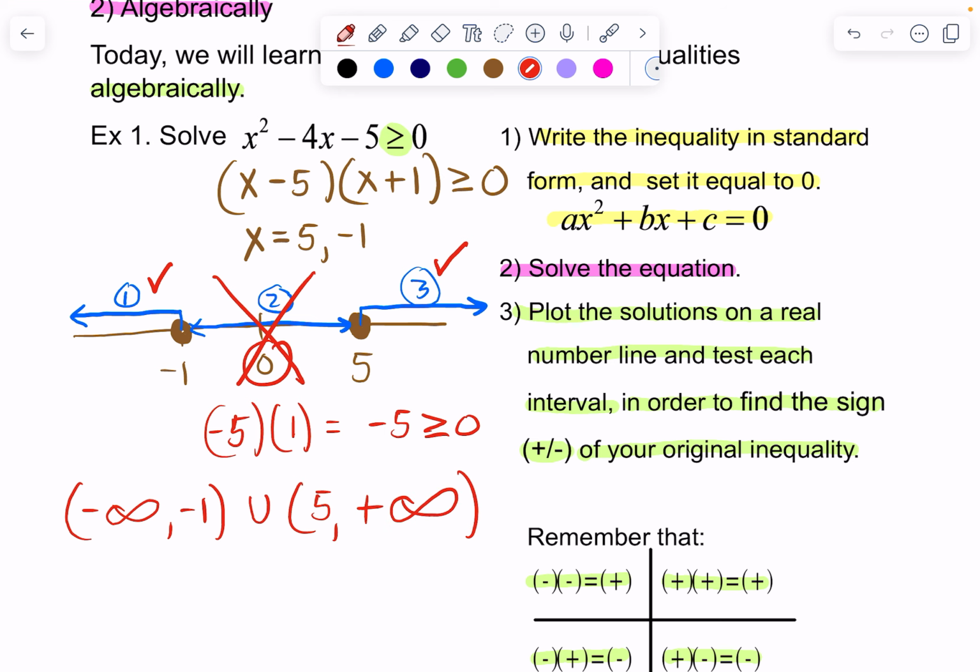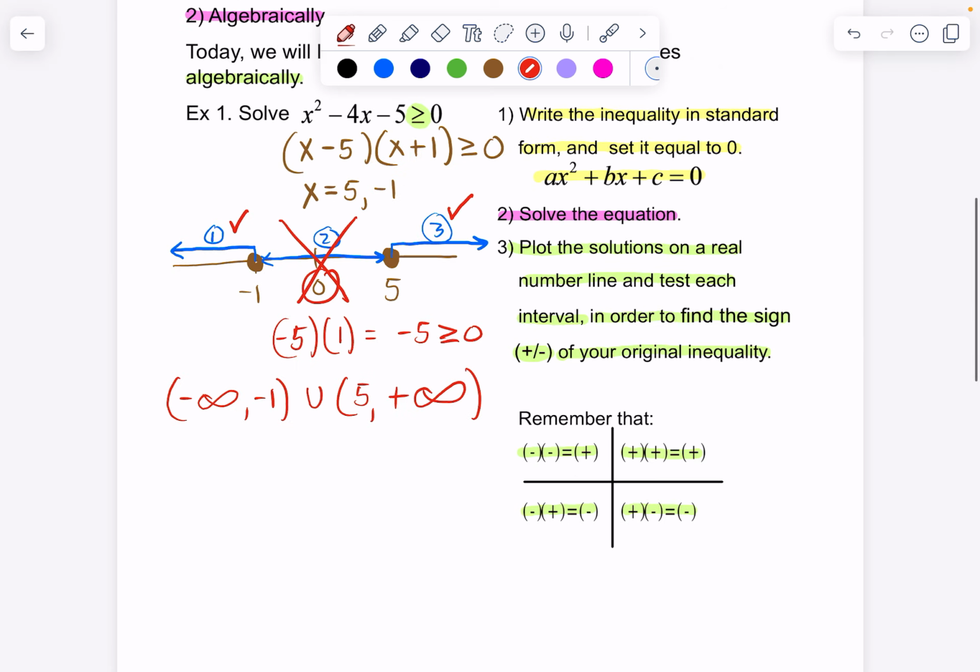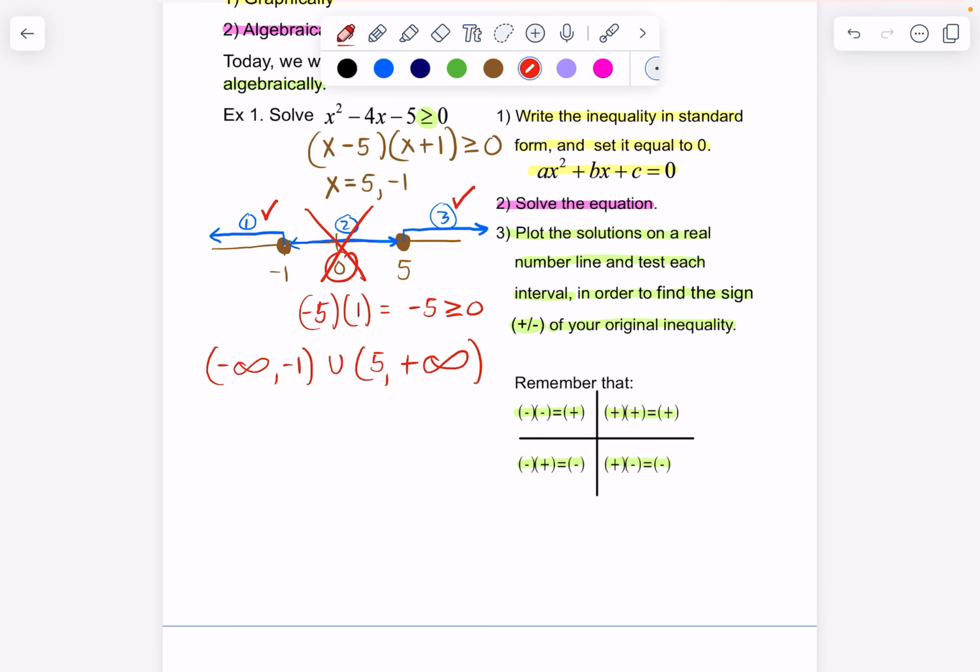And now, if you wanted to graph it, now would be the time to graph it. So, how would you do so? Your first thing is your axis of symmetry, which is x equals negative b over 2a, which in this case would be 4 over 2. So x would equal 2. That's my axis of symmetry. 2, my vertex.